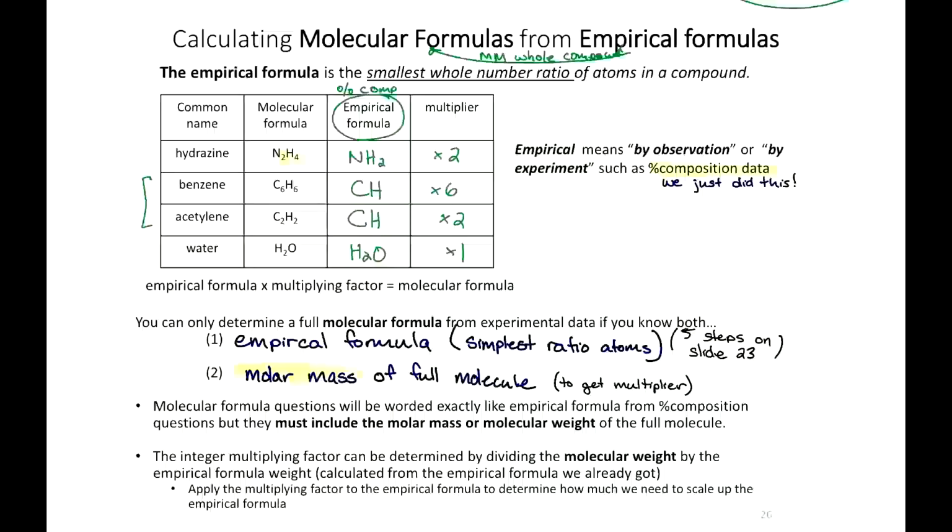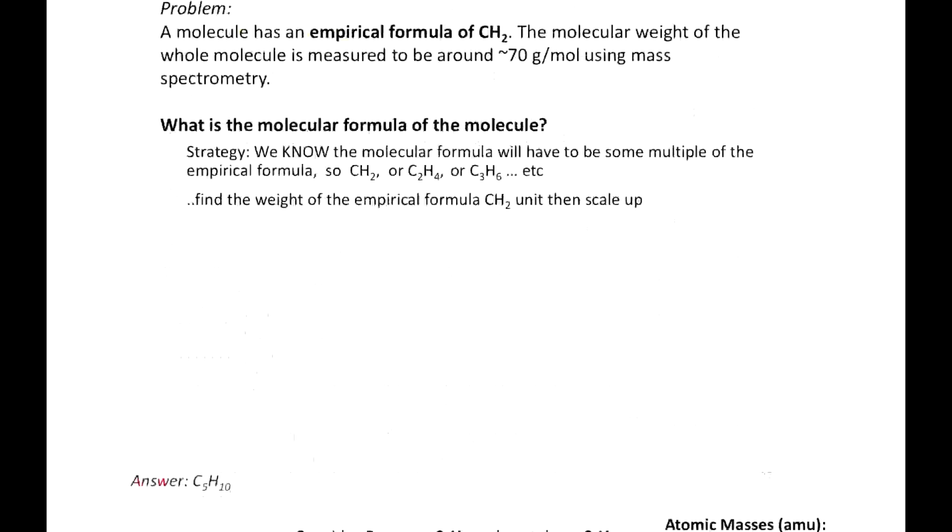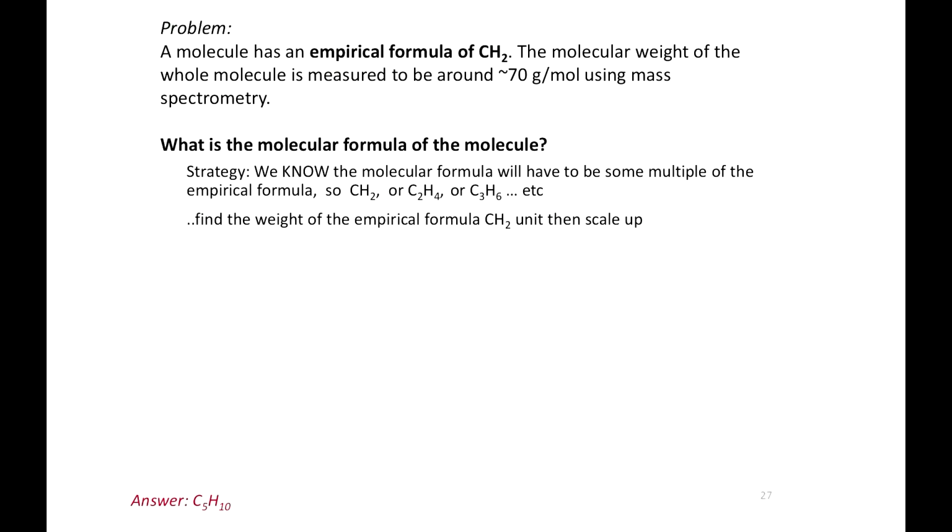So let's do an example. I already did the empirical formula calculation for you. Let's say we did the 5 steps, and we determined that a molecule had an empirical formula of CH2. That's not the full molecule, all right? So I want to determine the full molecular formula, and the additional piece of information I need is its full molar mass. And I tell you that this molecule weighs 70 grams per mole. What is the full molecular formula?